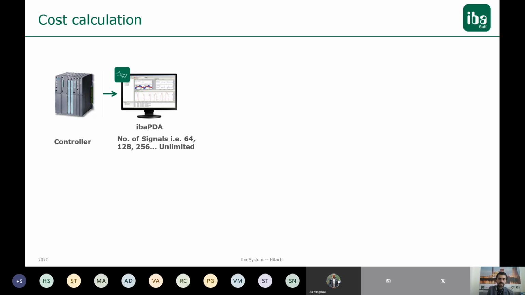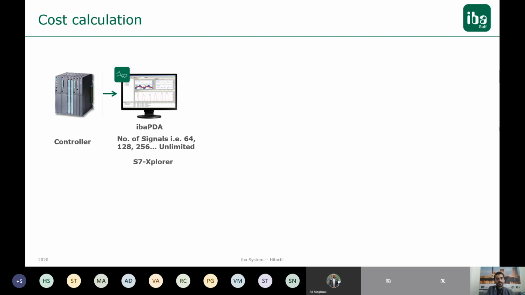Tomorrow if you ask for 128 signals, you just have to pay for the difference in value between 64 and 128 signals. That's it. Your 64 signal license value remains intact. You're not spending that much money, or scrapping your old installation and bringing in a new one. It will just be an upgrade.